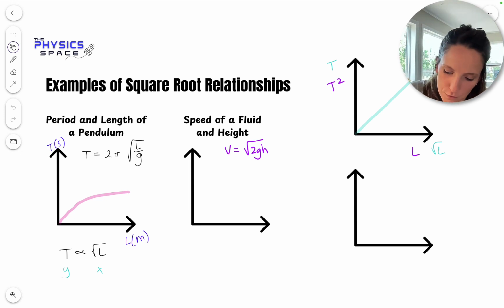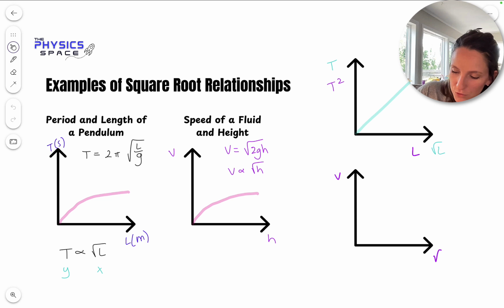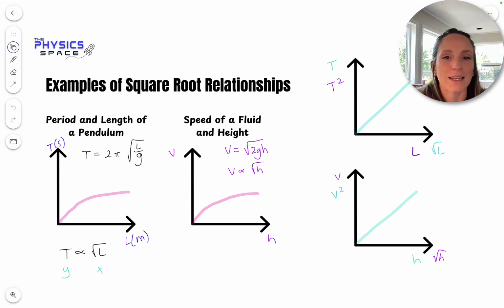Here we have v proportional to the square root of h. So if we were to graph the velocity and height, we are going to get that square root of x shaped graph. So if we graph now v and the square root of h, or height and v squared, both of those options here have the same effect. They're going to linearize our graph. We're going to get a graph that is a straight line if we graph now v squared and height, or v and square root of h.